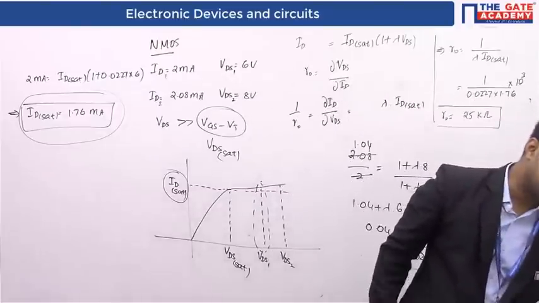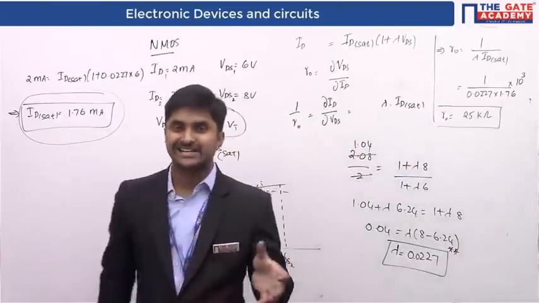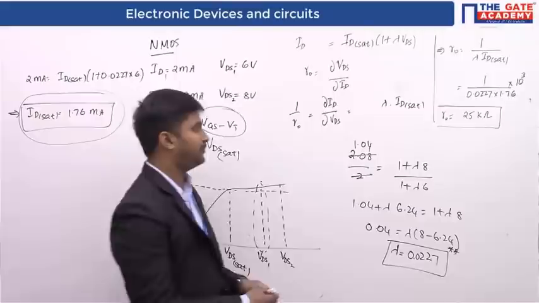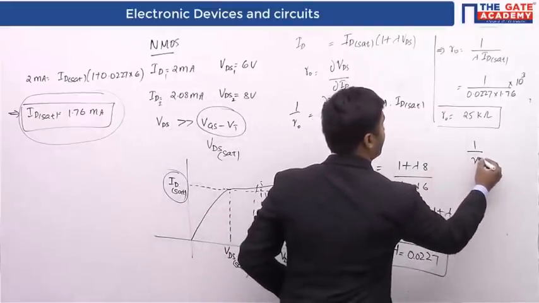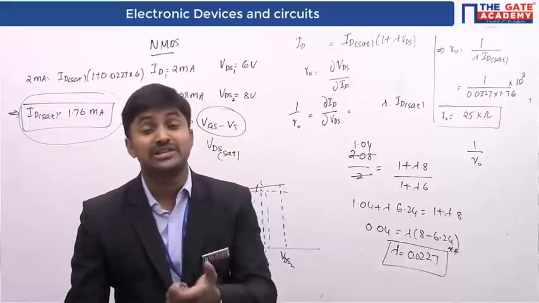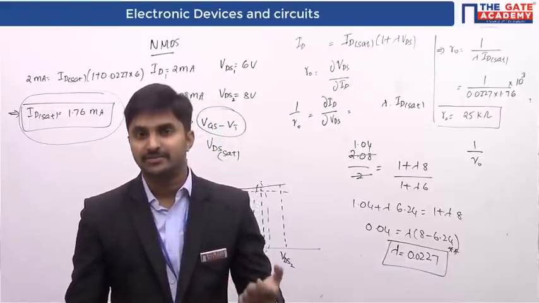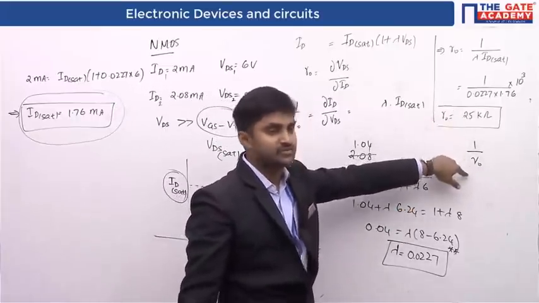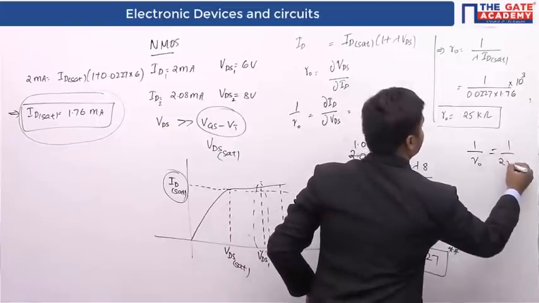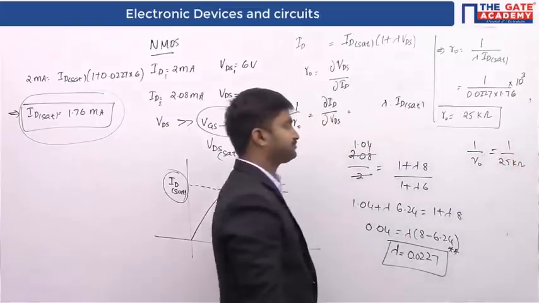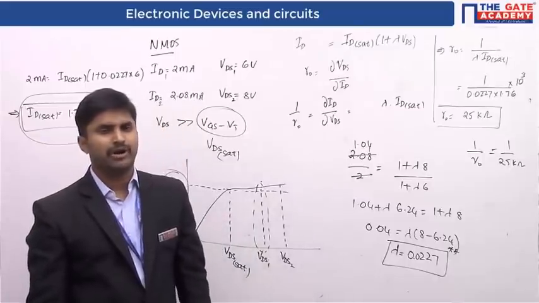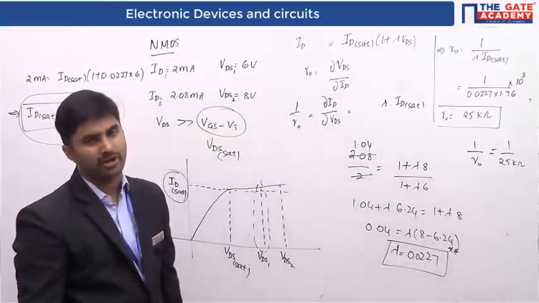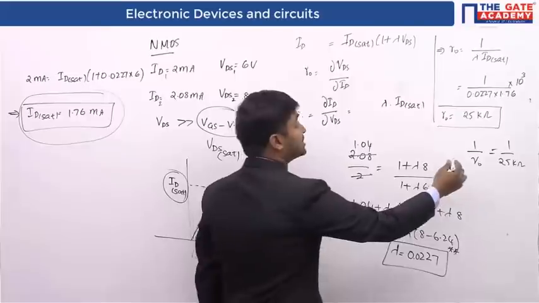The last part of the question is: what is the drain conductance? We already know the output resistance, which is the drain resistance. The drain conductance is nothing but 1 by R naught. But here what is asked is without considering channel length modulation. If you are considering channel length modulation, then it is going to be the inverse of this, which is 1 by 25 kilo, so 1 by 25 millimho inverse. But this is considering the channel length modulation.